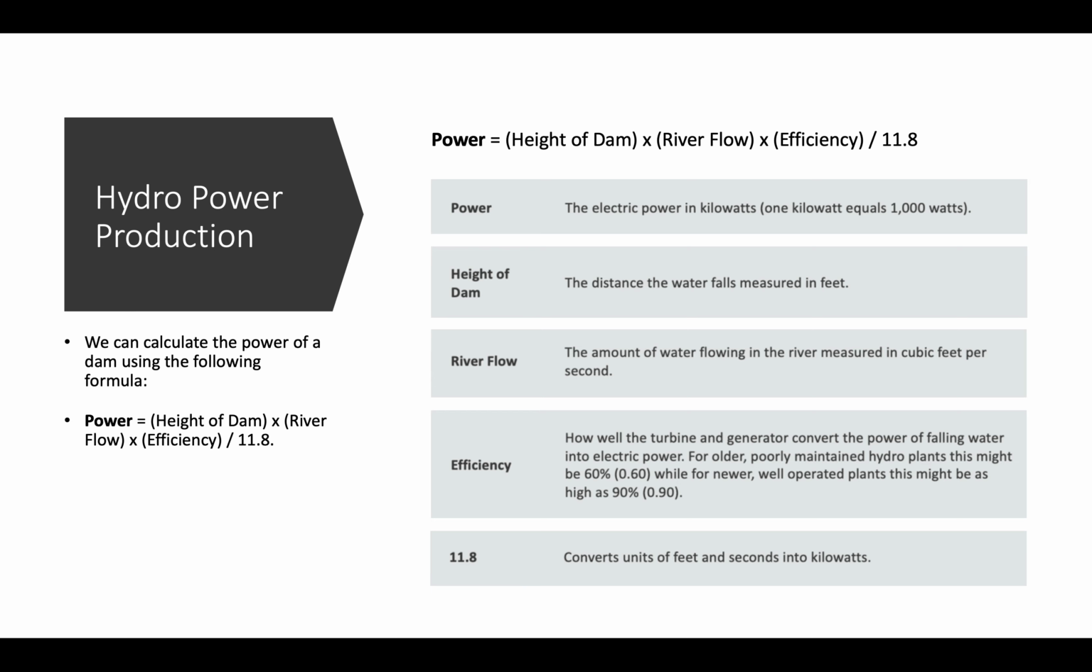So power would be equal to 10 feet times 500, which is the cubic feet per second for the water flow, times 0.8. Divide that all by 11.8, and that would equal 339 kilowatts. To get an idea of what 339 kilowatts represents, let's see how much electric energy we can make in a year. Since electric energy is normally measured in kilowatt hours, we would multiply the power from our dam by the number of hours in a year.